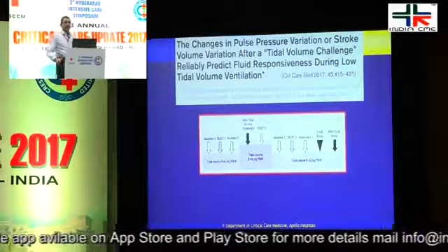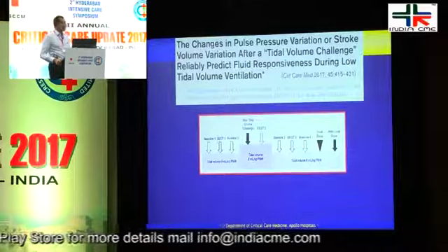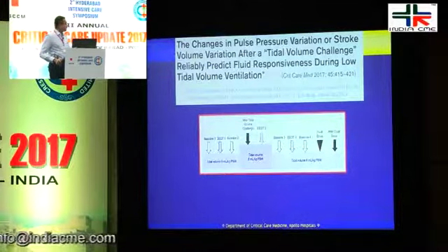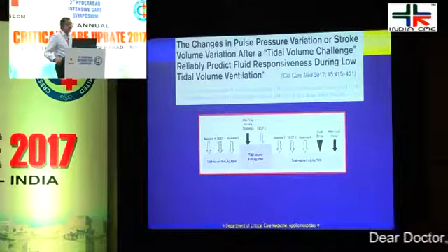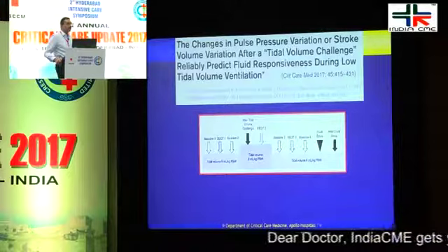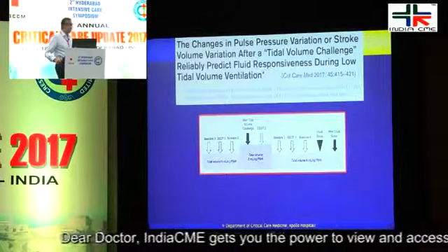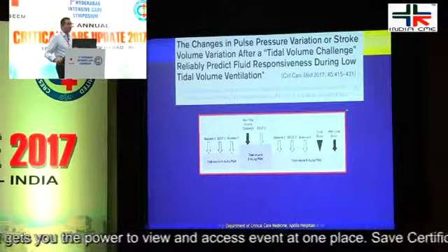To overcome the tidal volume issue, this is a study from Tata Memorial, so all of you should know about it. What they did is they took patients who were on 6 ml per kilo tidal volume, they measured some baseline variables in terms of pulse pressure variation, then they gave the patient 8 ml per kilo tidal volume, making sure that the patient is not having a spontaneous breath. They measured all those variables at 8 ml per kilo again. They called it a tidal volume challenge for 1 minute.